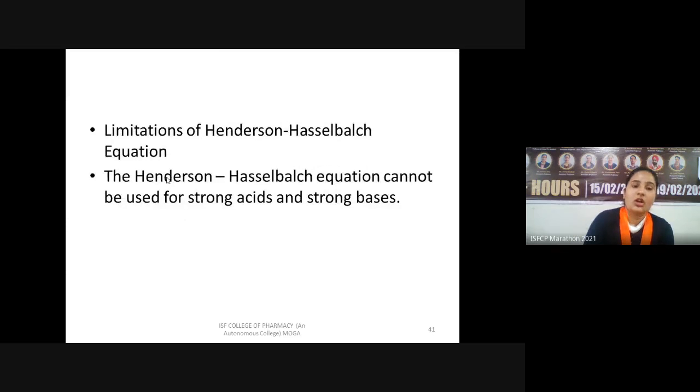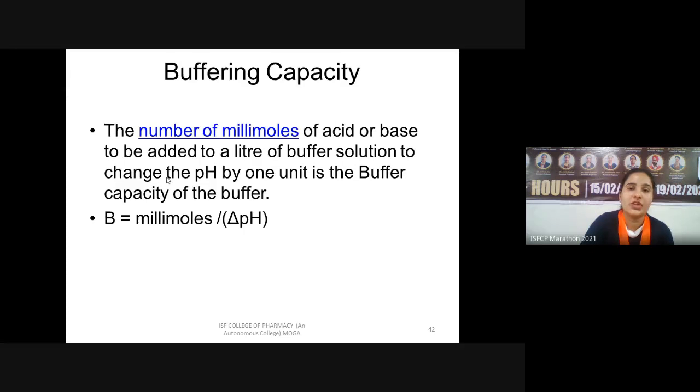What is the limitation of this equation? The limitation of the Henderson-Hasselbalch equation is that it cannot be used for strong acids and strong bases. It can only be used for weak acids and weak bases. Next important term is buffering capacity. What is buffering capacity?